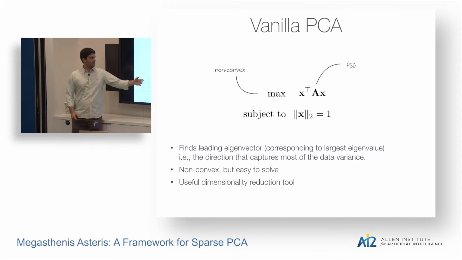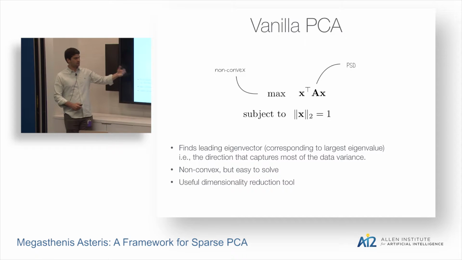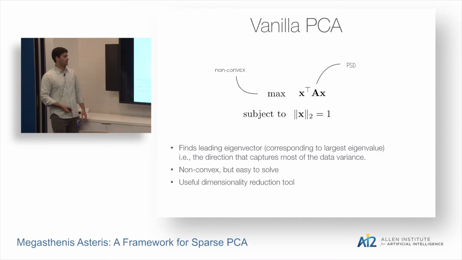Okay? So PCA is this optimization problem. We are trying to maximize the quadratic form x transpose Ax over all unit norm vectors x, where A is the correlation matrix, which is given as an input. Now, most of you will be familiar with this. The solution x is the principal eigenvector of A. This problem, although it's non-convex, we can actually easily solve by computing the singular value decomposition of A.